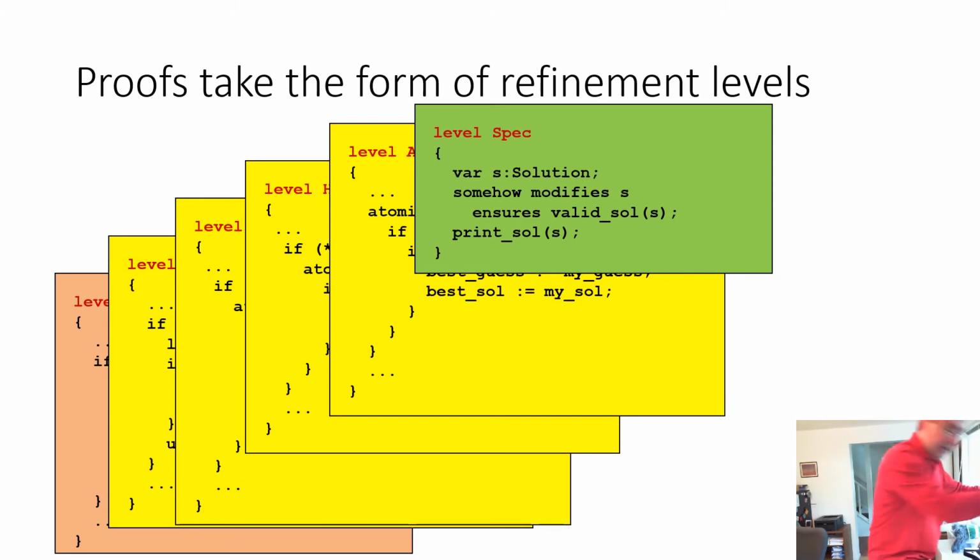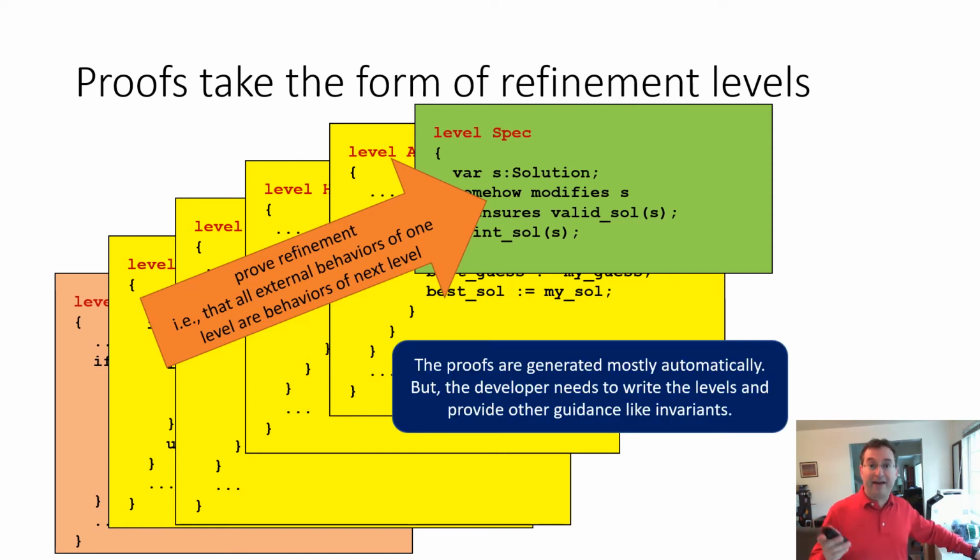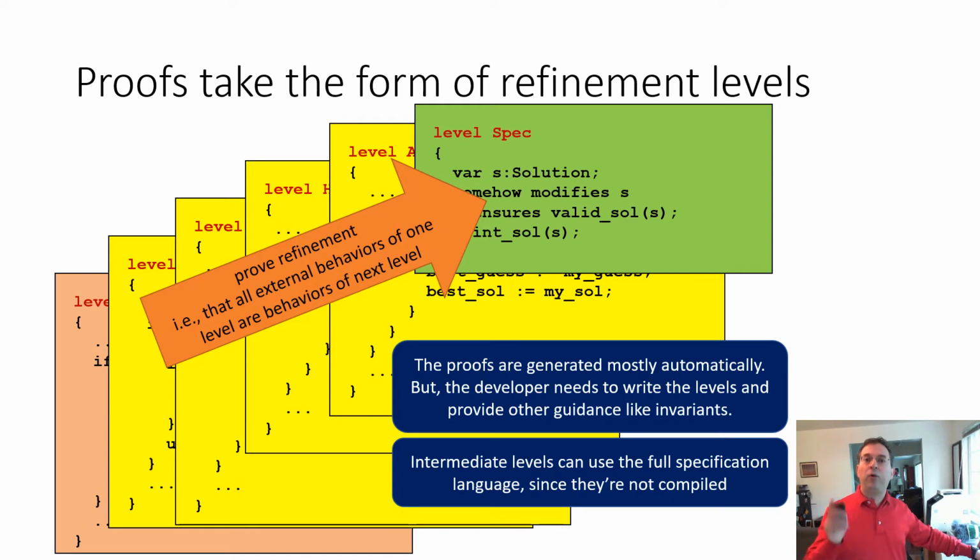Now, at this point, it's Armada's job to generate a proof of refinement, but it can do that level by level, generating for each pair of levels a proof of refinement between those pairs. Now notice that this automatic proof generation is only semi-automatic. We still need the developer to provide guidance in the form of what the levels are, and also in other forms like providing invariants. An interesting thing to note is that only level 0, the implementation, needs to be compiled.